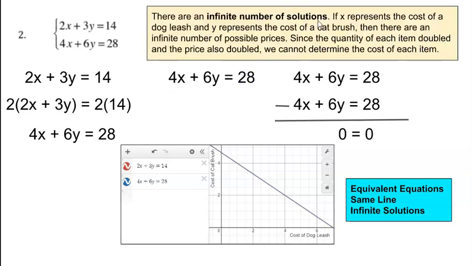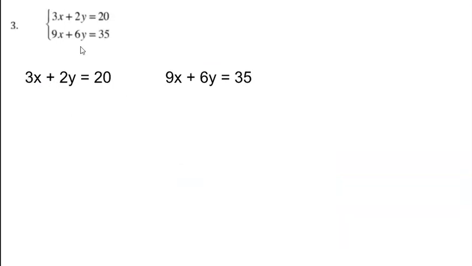If x represents the cost of a dog leash and y represents the cost of a cat brush, then there are an infinite number of possible prices for dog leashes and cat brushes. Since the quantity of each item was doubled and the price is also doubled, we cannot determine the cost of each item. For number 3, let's look at the equation 3x plus 2y equals 20.